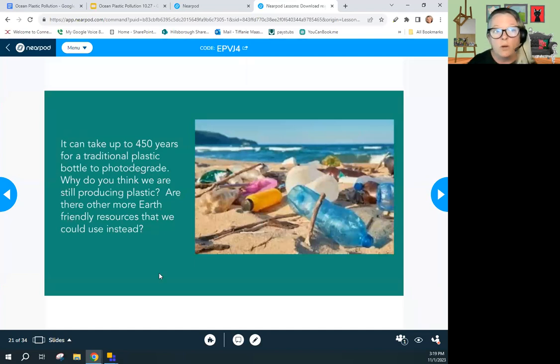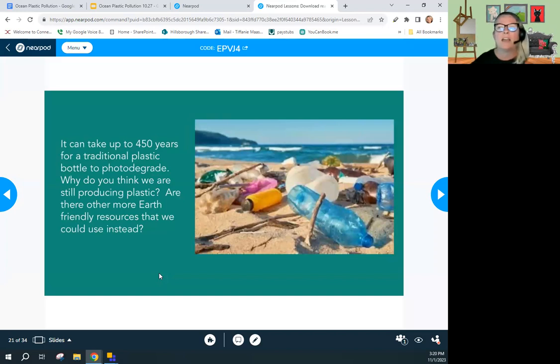Did you know that it can take up to 450 years for a traditional plastic bottle to photodegrade? Some traditional plastics take much, much longer than that. 450 years, can you guys even conceive of how long that is? It doesn't seem like enough time. Should take longer, right? Okay, so Talia, 450 years.